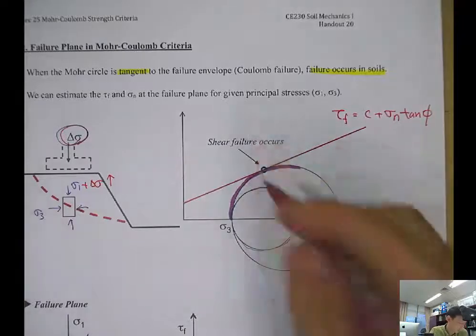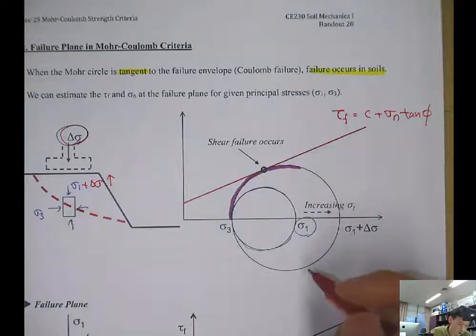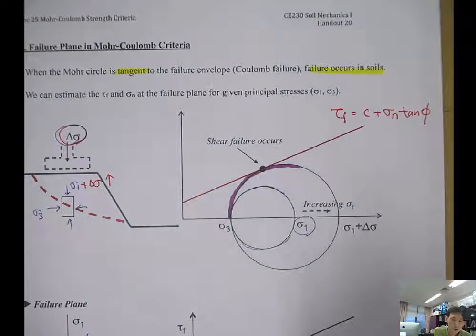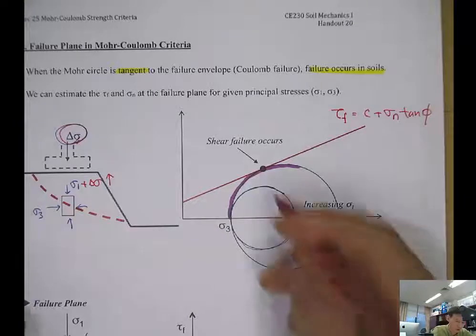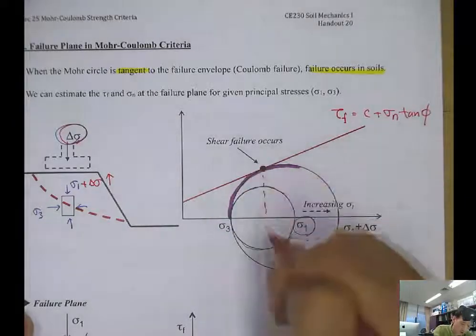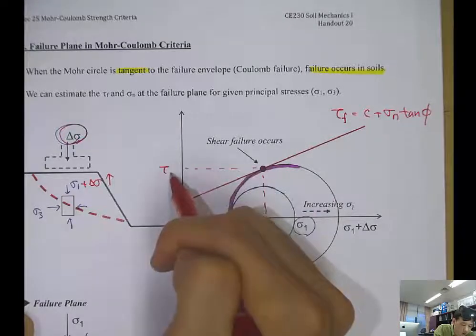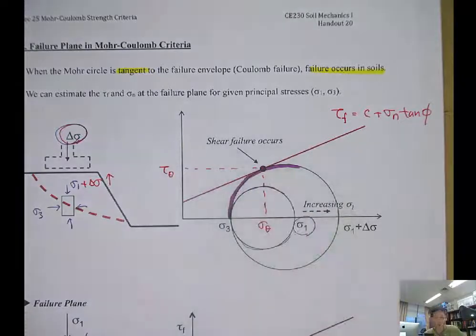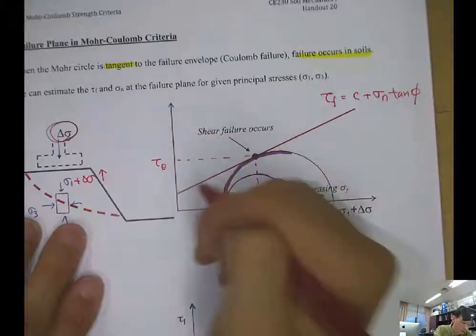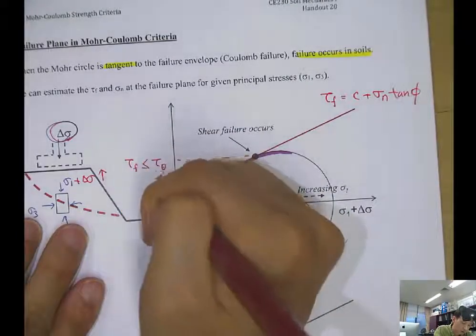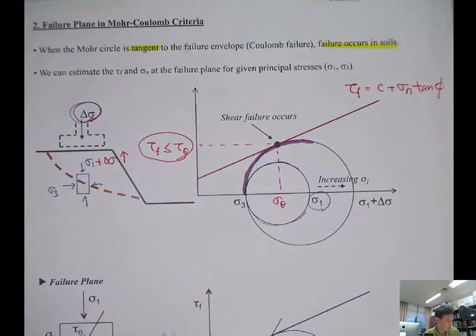So then, where does the failure occur? This is the point where the stress state causes failure in the soil mass. So this sigma theta and tau theta, or tau f, becomes greater than the tau f, and the failure occurs, shear failure.